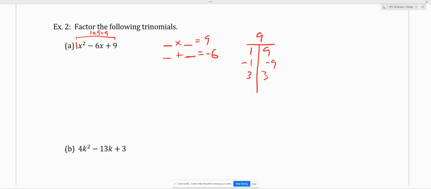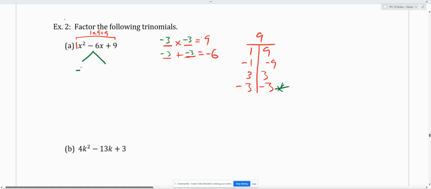Let's try 3 times 3. That's going to give me 9, but when I sum that, I get +6. So it's actually our last one this time. Here are our magic numbers. We found them to be -3 times -3, which is 9, and -3 plus -3 is going to give me -6. We're going to decompose now using those magic numbers. So the -6x turns into -3x minus 3x. Broke it into two terms. Let's bring down our remaining two terms.